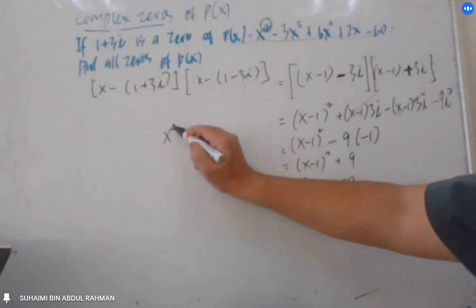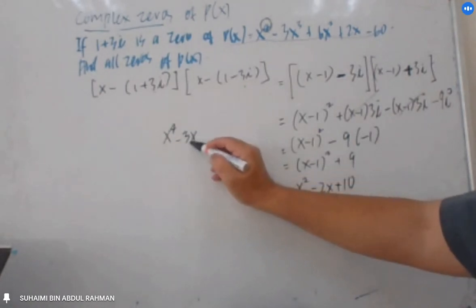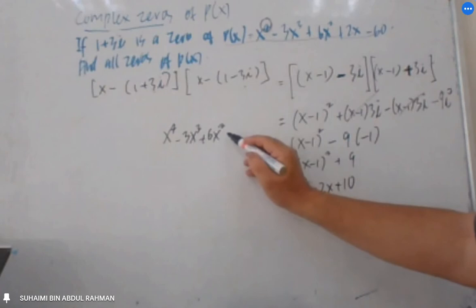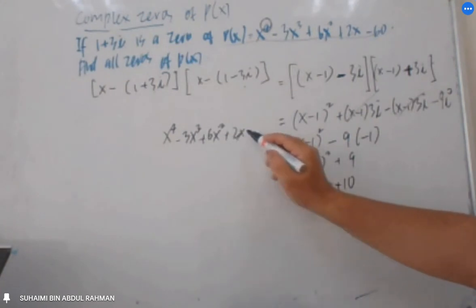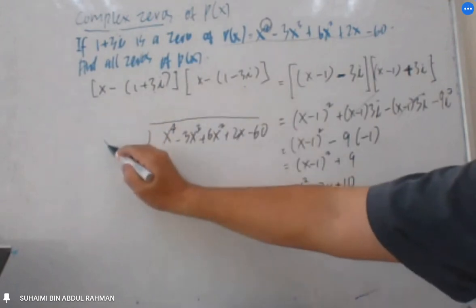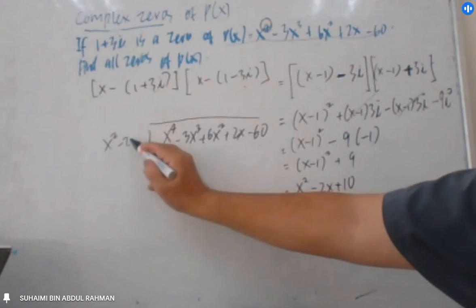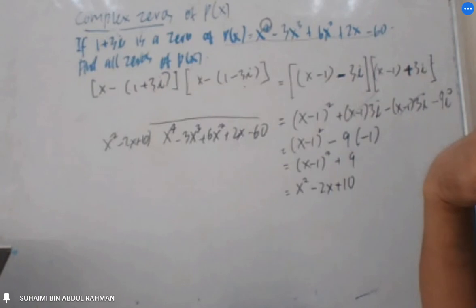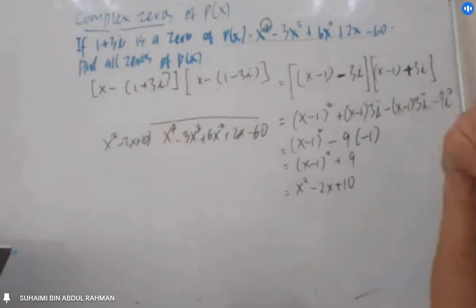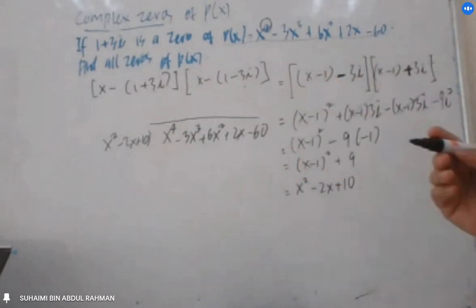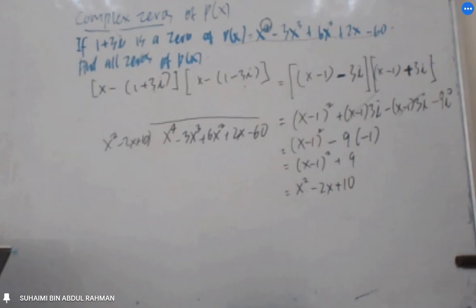X to the power of 4 minus 3x to the power of 3 plus 6x squared plus 2x minus 60, divided by x squared minus 2x plus 10. So the first one, how do you get that? The process of the long division method. What do we do first?